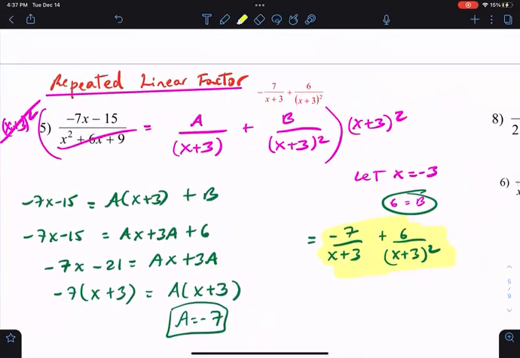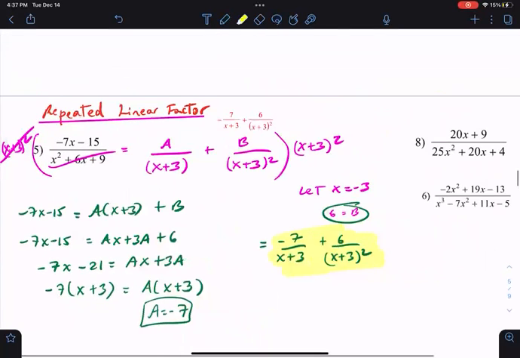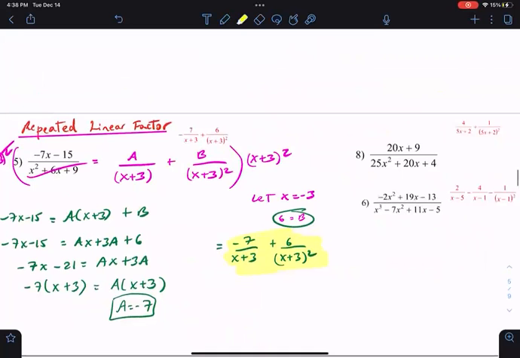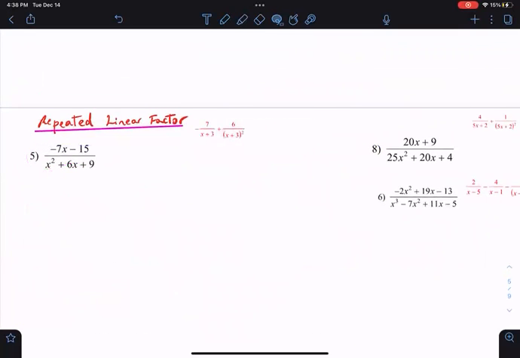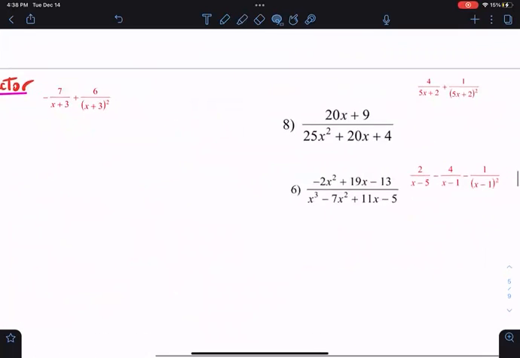Let me see if there's another one here. Actually, I put three more. So if it's confusing, we're going to do this a lot. Okay, next is this one, right?